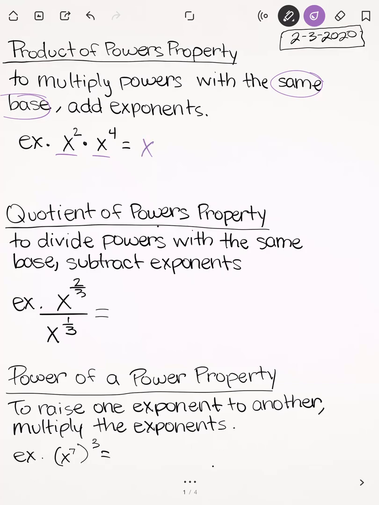So x is our base. We're going to add the exponent. So 2 plus 4, and we get x to the 6. And that's all you have to do to simplify with the product of powers property.